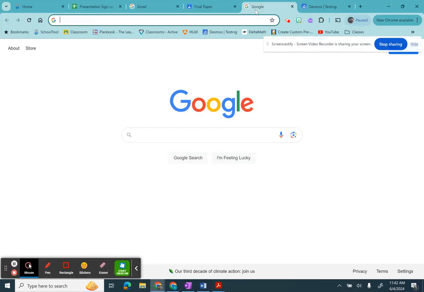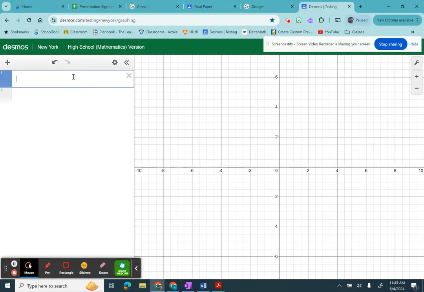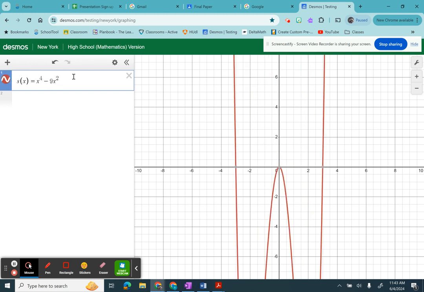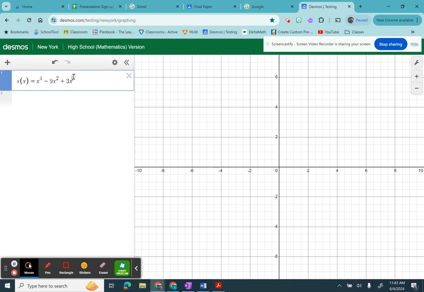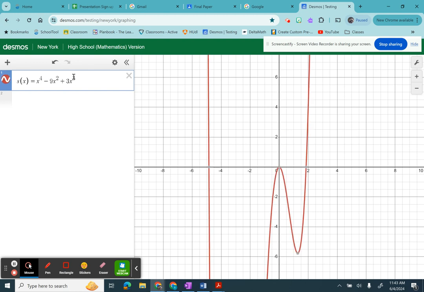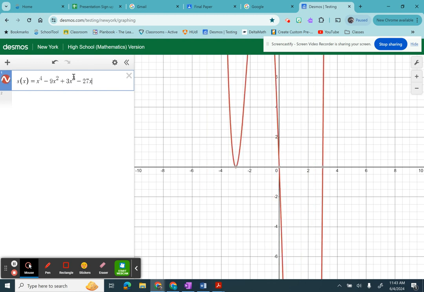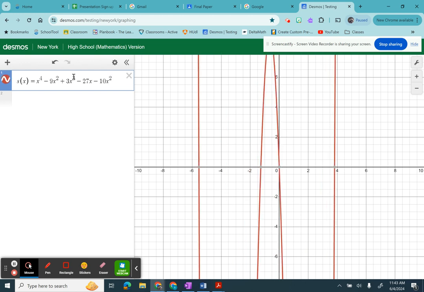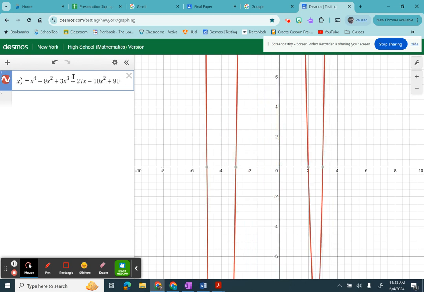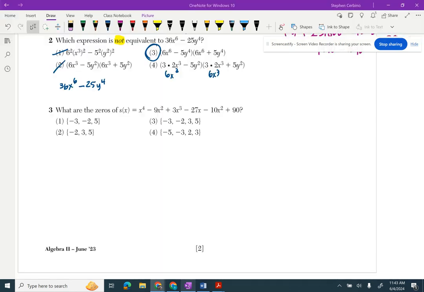So if we go to our calculator here and we plug in s of x equals x to the fourth minus 9x to the second plus 3x to the third minus 27x minus 10x squared plus 90, I can see that it clearly intersects the x-axis at the points -5, -3, 2, and 3. So we can choose our correct solution, which would be number 4.